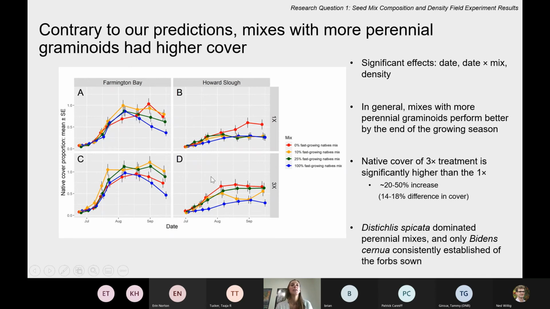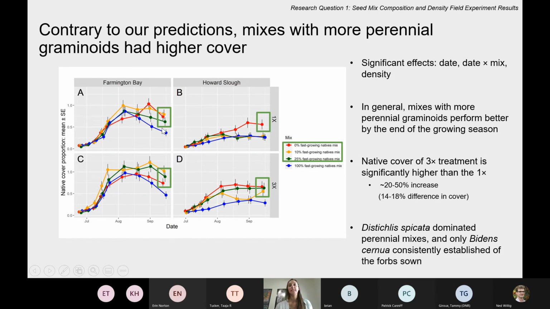And you can see that cover begins to increase across time and kind of peaks around early August, and then some of these mixes actually start to senesce. So by the end of the growing season, we actually saw that the 0, 10, and 25 fast-growing natives mixes, which are the mixes with more perennial graminoids, actually had higher cover than this 100% fast-growing natives mix, which you can see, for example, at Farmington Bay. Though the mix peaks in August, it does quickly senesce.